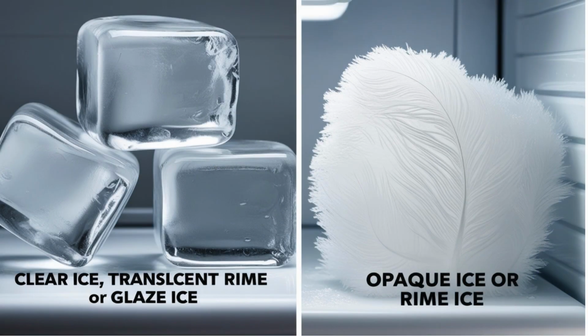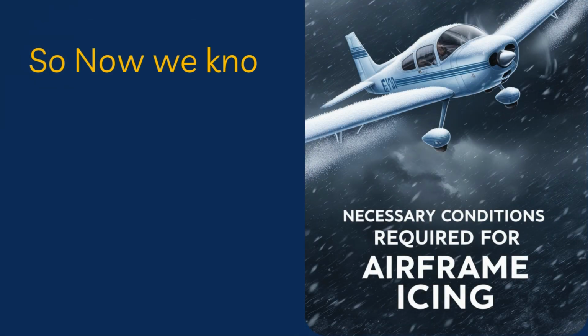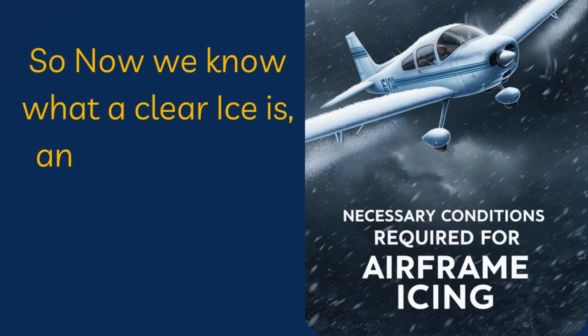It is opaque, it is not transparent, it is opaque. And because air molecules are trapped in it, it is light, it is brittle and it is easy to break. So now we know what a clear ice is and a rime ice is.